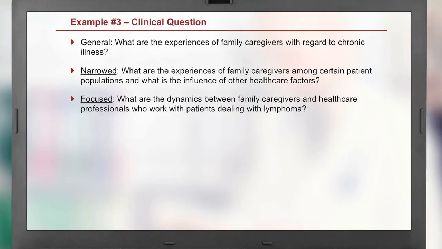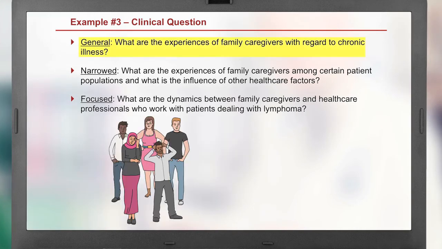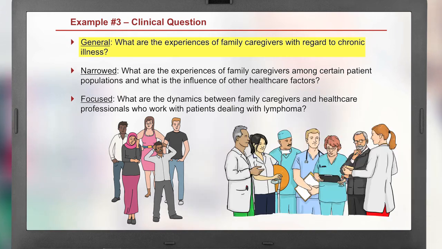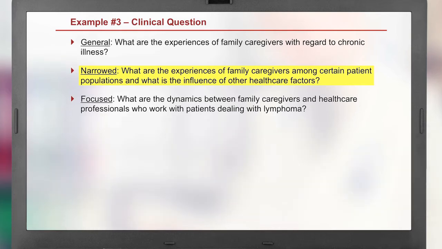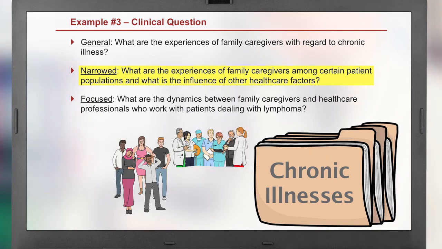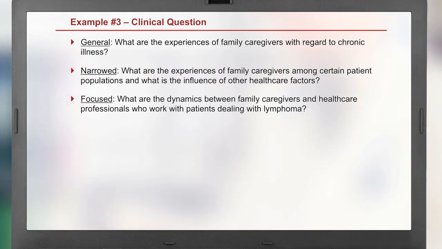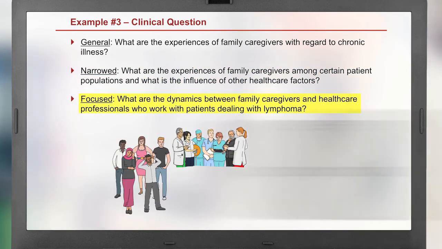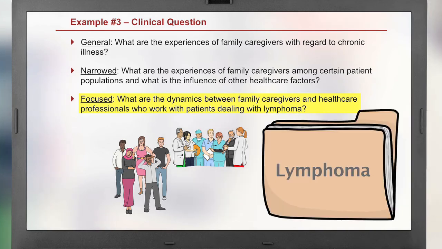In this qualitative example, we want to better understand the experiences of family caregivers and how these caregivers work in collaboration with healthcare professionals in regards to chronic illness. To make the question narrower, we could consider a range of chronic illnesses. That is, which illnesses might have a more pronounced influence on the experiences of family caregivers and their interactions with healthcare professionals. As a final step, we could ask more specifically about caregivers' experiences and collaborations when treating patients with lymphoma. In the next section of this module, we will discuss options for interpretive analysis as it relates to this clinical question.